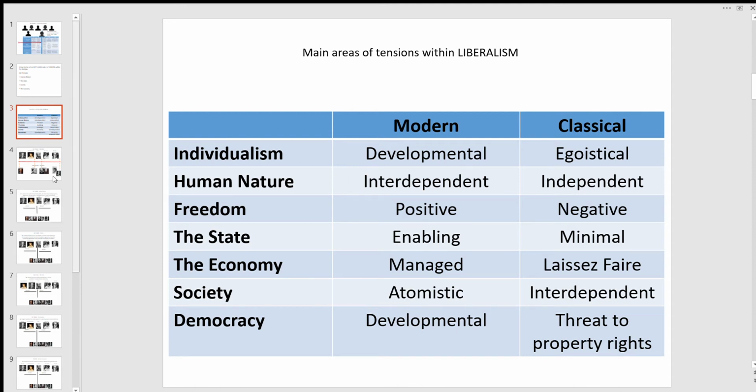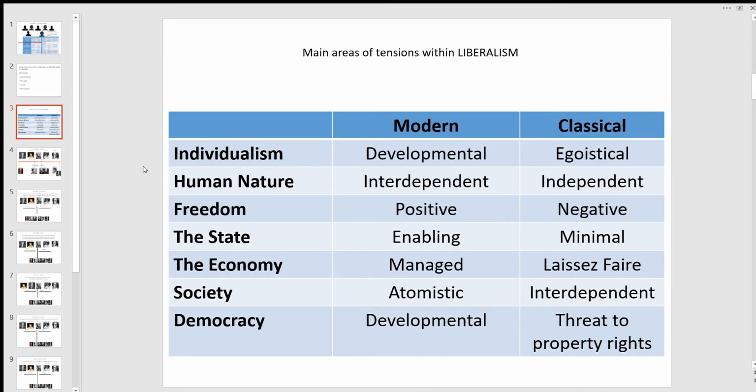So within liberalism, you have tensions over individualism, human nature, freedom, the state, the economy, society, and democracy. The 2 main strands are modern and classical, although we'll mention neoliberalism as well, although in the syllabus it's not actually in liberalism, it's in conservatism. And these are the kinds of terms: developmental versus egoistical, positive versus negative, etc. Depending on which topic you're talking about, you will be drawing the other tensions in to elaborate on the one you're talking about.